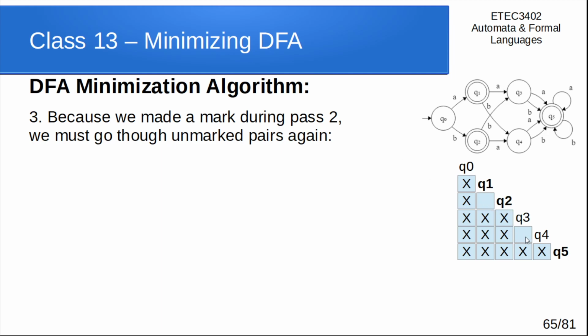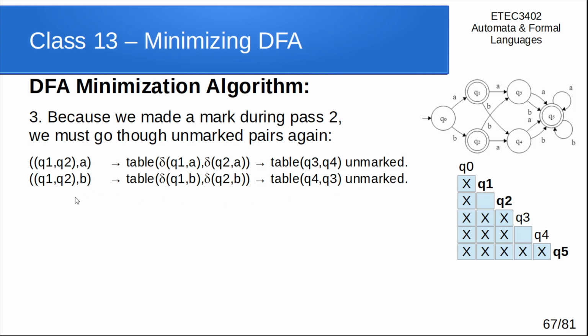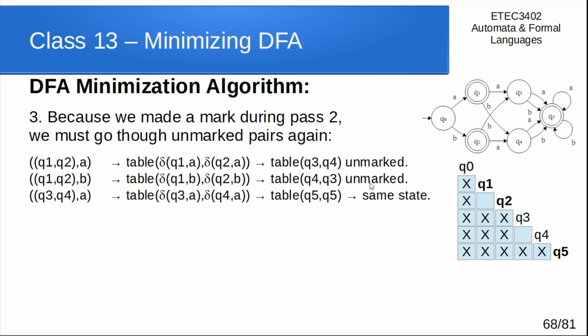So we have 1 and 2 and 3 and 4. We only have 2 left now. So 1, 2 on an A gives me 3, 4, which is unmarked. We move on. 1, 2 on a B takes me to 4, 3, which was the same one. It's also unmarked. We move on. 3, 4 on an A takes me to 5, 5. Those are the same state.